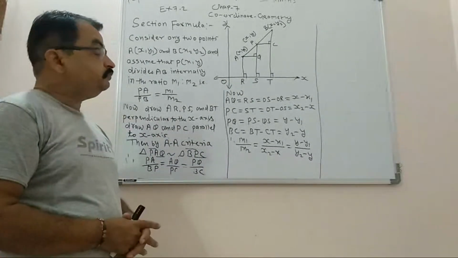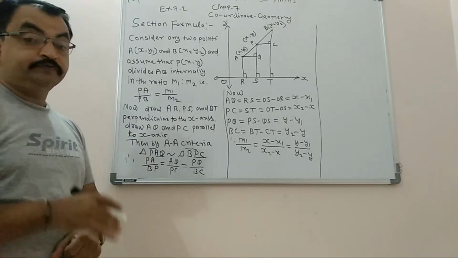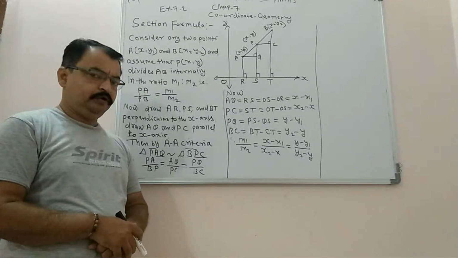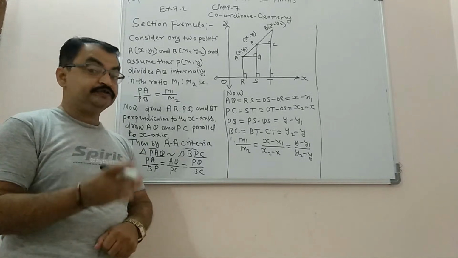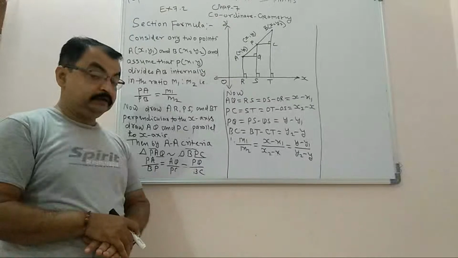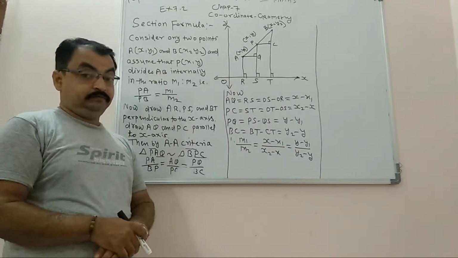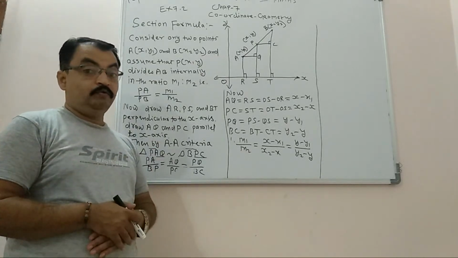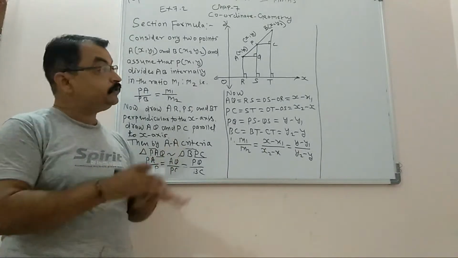But now we have to work on the section formula. So first we should know what the meaning of the section formula is. What is the application of the section formula? As the distance formula gives the distance between any two points in a coordinate system, similarly we should know what value the section formula gives us in a coordinate system.